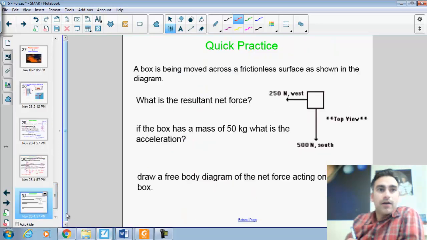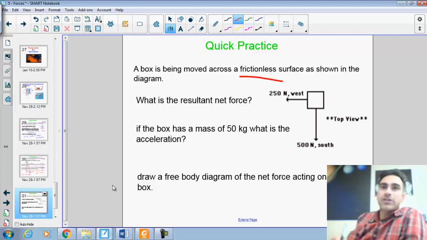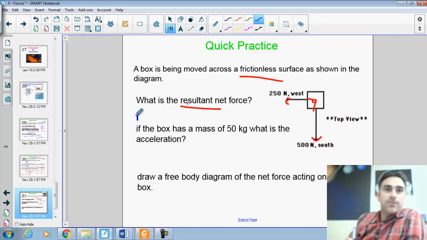All right, last one. We have a box moving along a frictionless surface. Here is our box, and what we now have is forces that are perpendicular to one another, in a 90-degree fashion. That's a really bad 90-degree angle, I apologize. But what is the resultant force? In order to figure that out, we need to do a little bit of Pythagorean theorem. You might notice this as a squared plus b squared equals c squared, right?